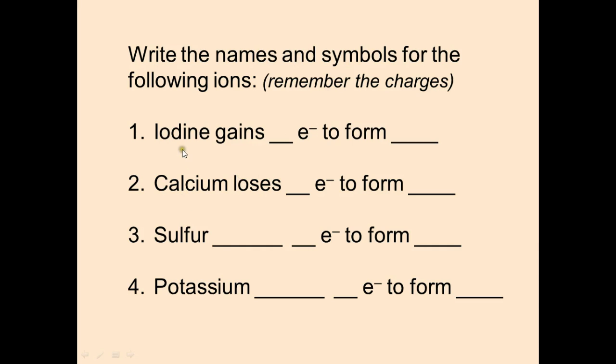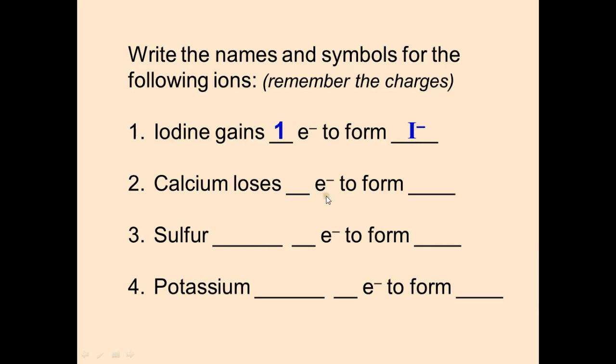So iodine gains 1 electron, and after gaining 1 electron, what does the charge become? Well, if it gains 1 negative particle, it becomes 1 negative. So you just write I, the atomic symbol, and then you write the negative sign. And then here we have number 2.